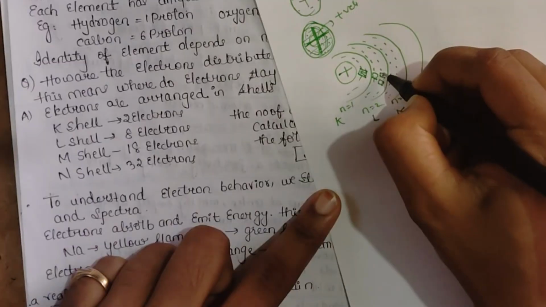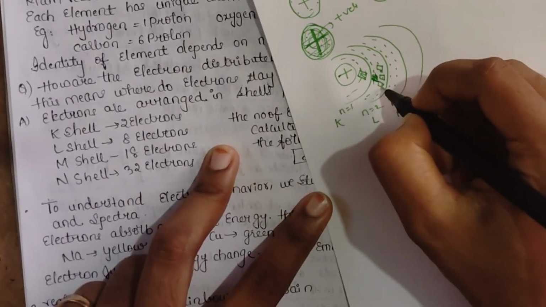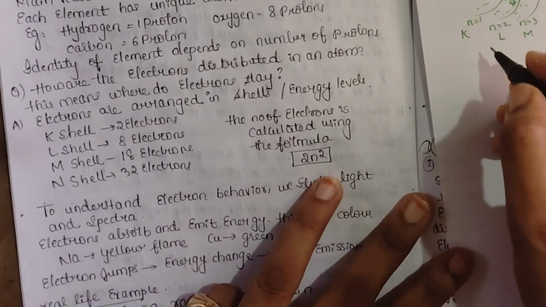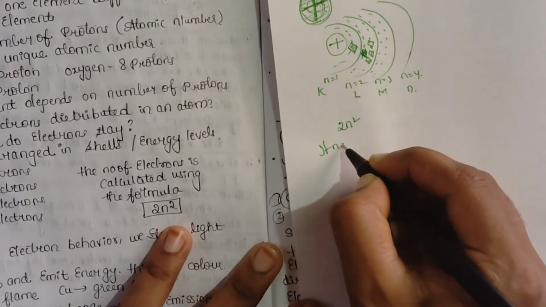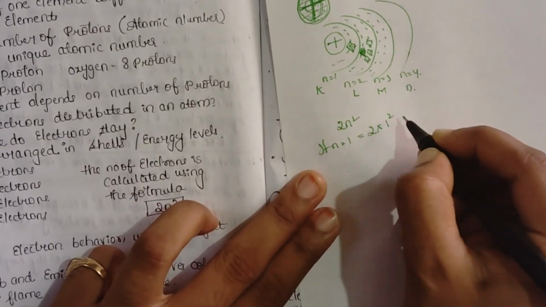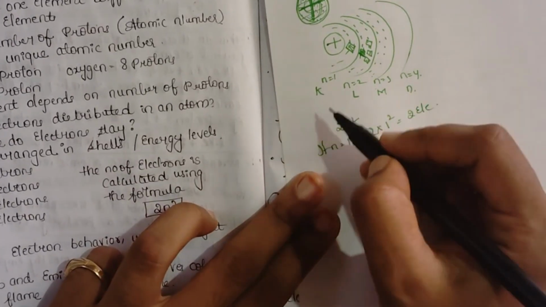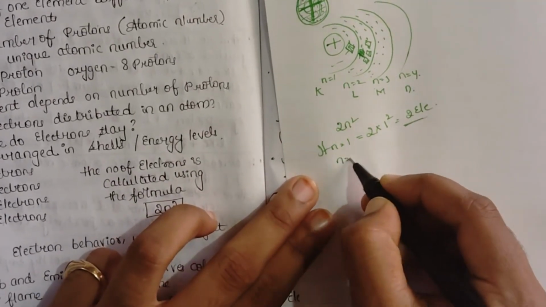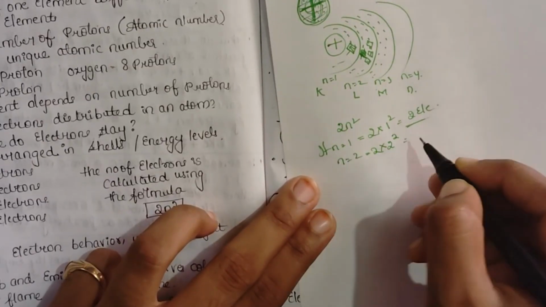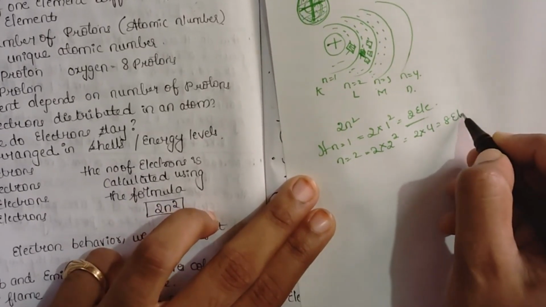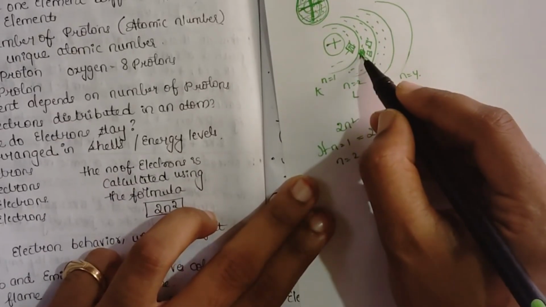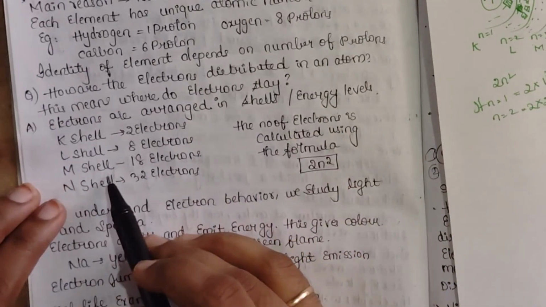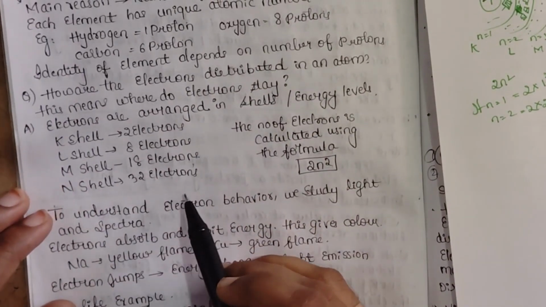It has s and p orbitals. The s orbital has 2 electrons. The p orbital has 6 electrons present here. For this, we have a formula, that is 2n square. If n is equal to 1, the formula is 2 into 1 square, that is 2 electrons. See, in the first shell we have only 2 electrons. If n is equal to 2, 2 into 2 square, that is 2 into 4, that is 8 electrons. In the second shell we have 8 electrons. In this way, M shell has 18 electrons and N shell will have 32 electrons.